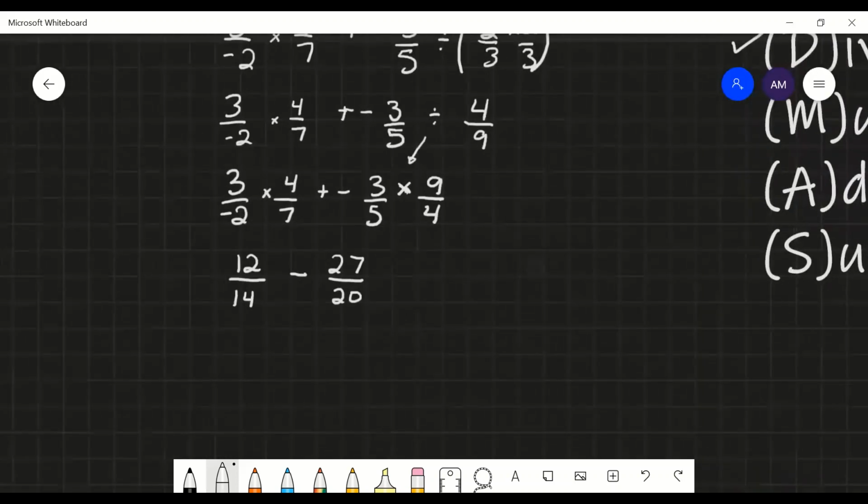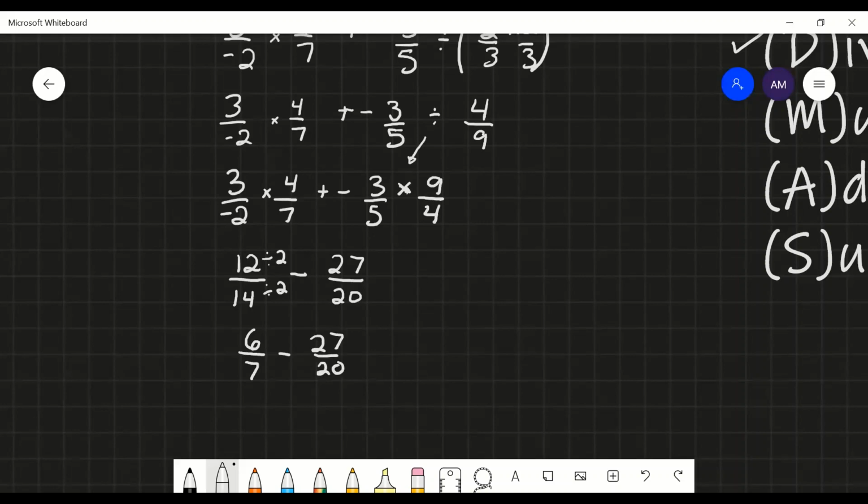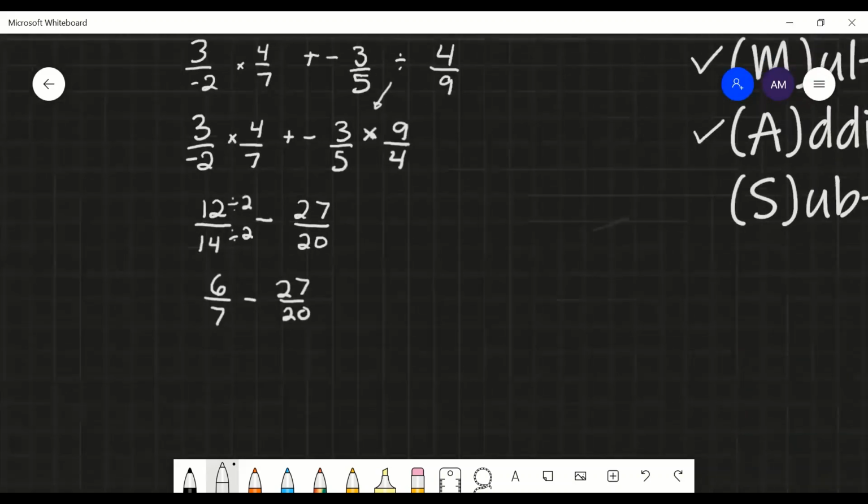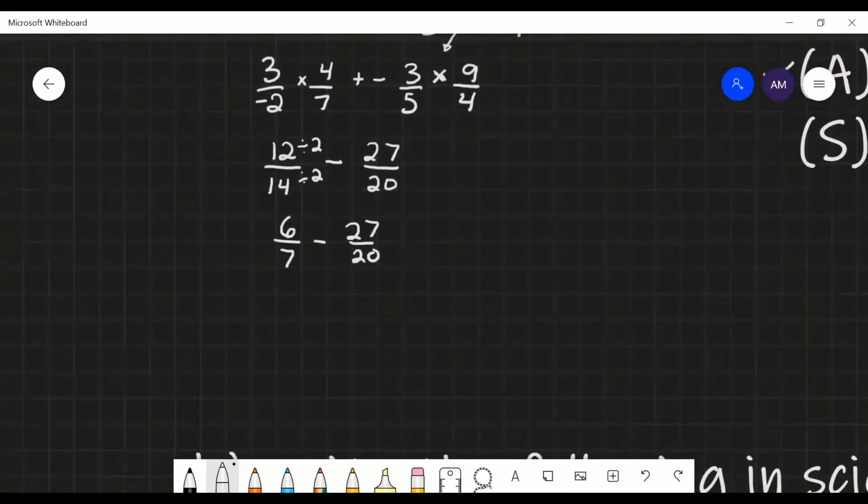Now, before I go any further, because I'm a little bit lazy, I prefer to deal with smaller numbers. So I'm noticing that 12 over 14 can be reduced. If you realize that both of these numbers can be divided by 2, this then becomes 6 over 7 minus 27 over 20. So we've done the multiplications. There are no additions to do, so I'm going to consider this finished. There's only one subtraction left to do, which is the first fraction minus the second fraction.